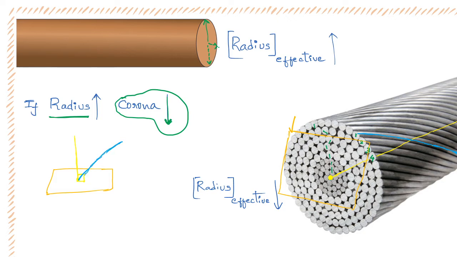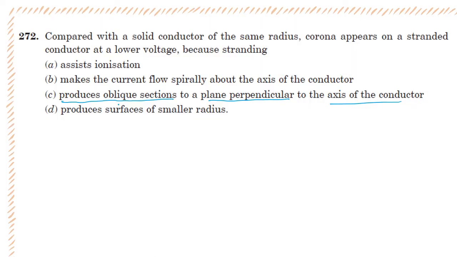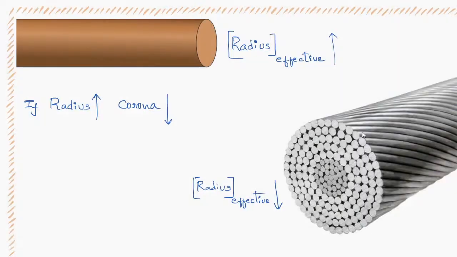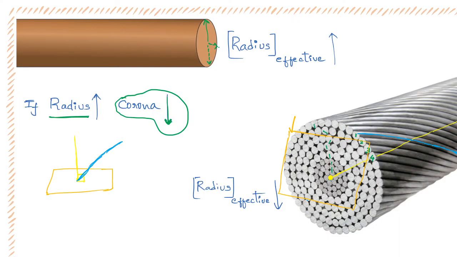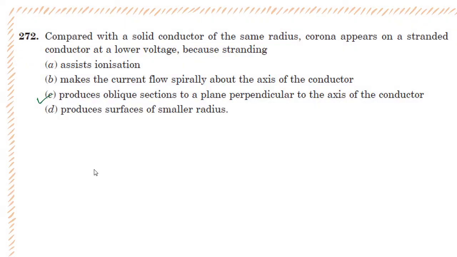Now because of this, it is introducing an oblique section. Oblique means slant, right? So it is producing some oblique section to a plane perpendicular to the axis of the conductor. Yes, it is true. Because of that itself, we are having a higher corona in the case of a stranded conductor. We are reducing the effective plane over radius over here. Okay, so therefore option C is the correct answer.